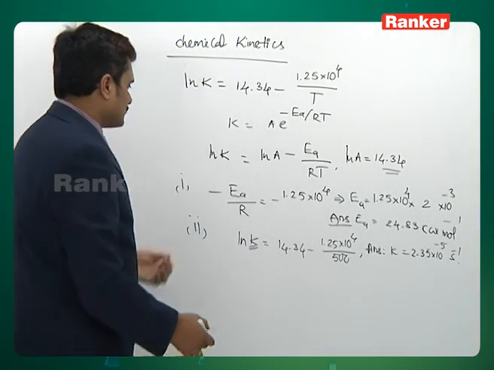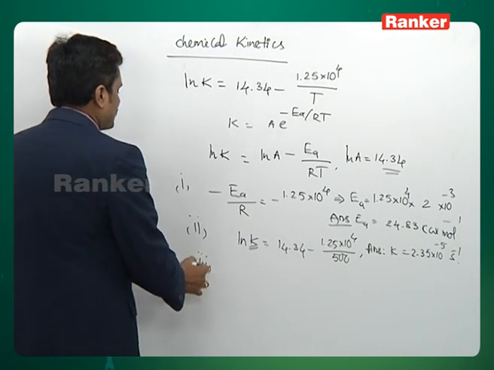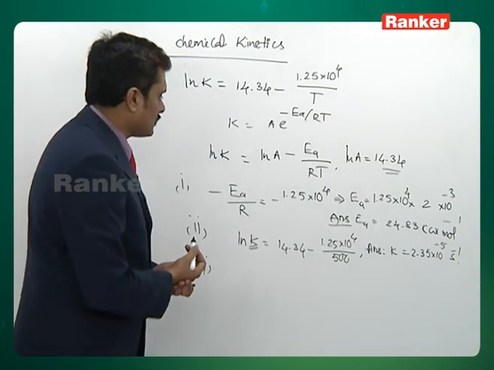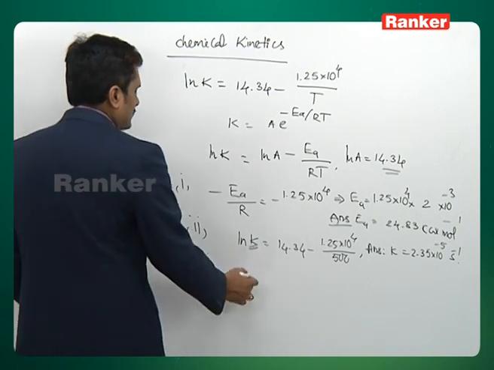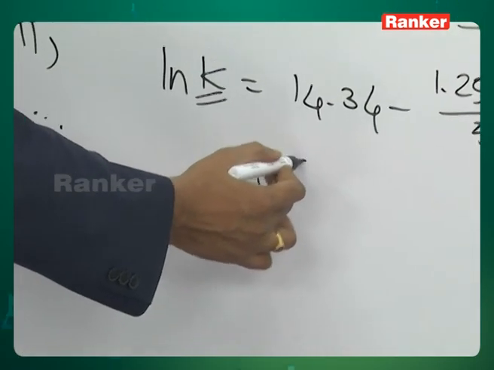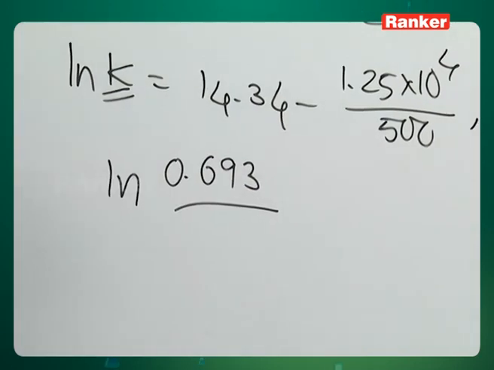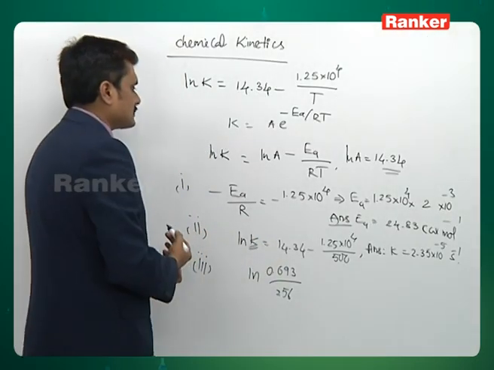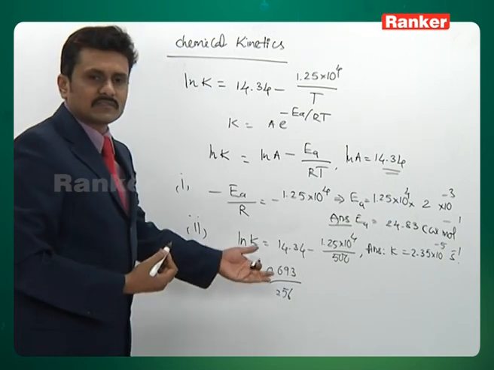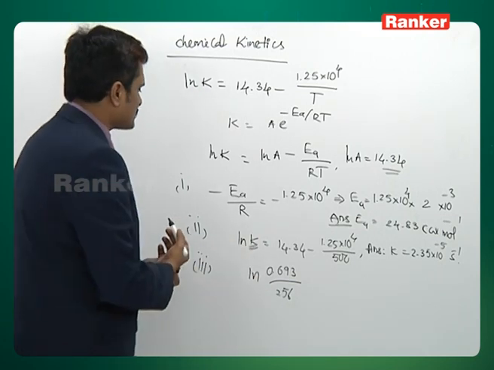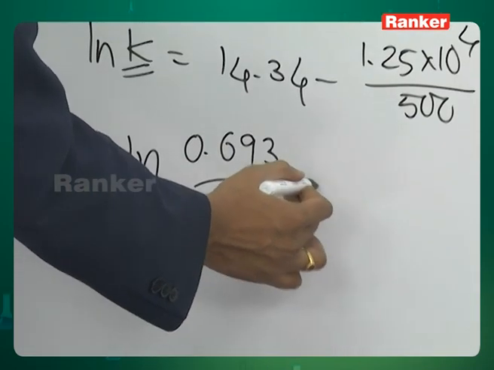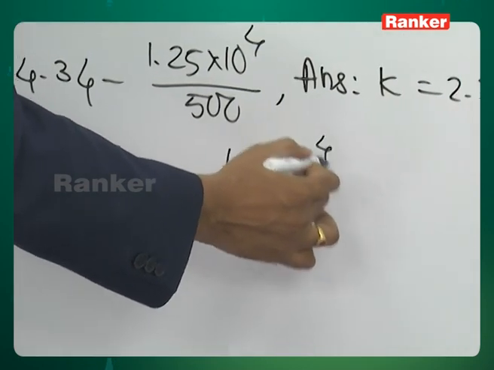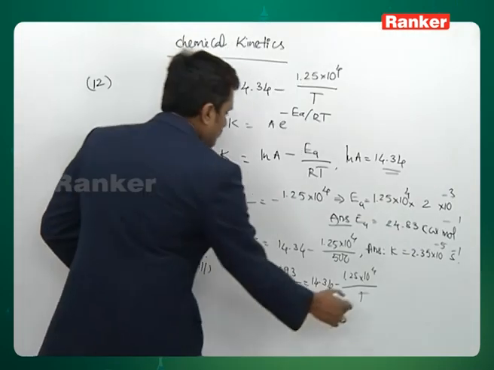Then as part of the third question, you have been asked to find the temperature at which the half-life period of the reaction will be 256 minutes. Here I substitute the K value: if it is a first order reaction, 0.693 upon T half, where T half is given as 256 minutes, which I am going to convert into seconds, equals 14.34 second inverse minus 1.25 into 10 to the power 4 divided by T. So you have been asked to find the value of T in this case.